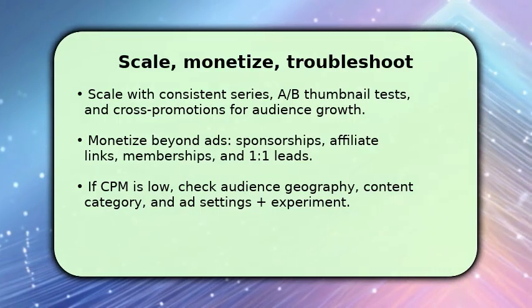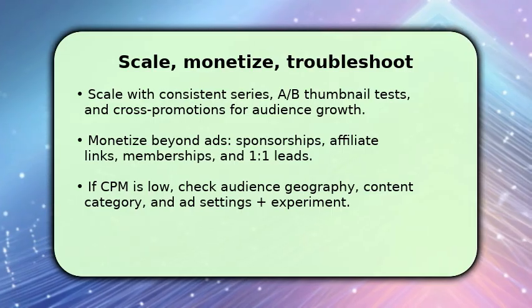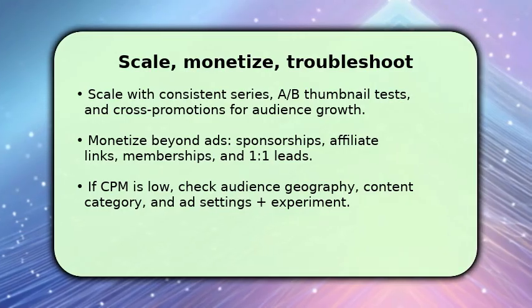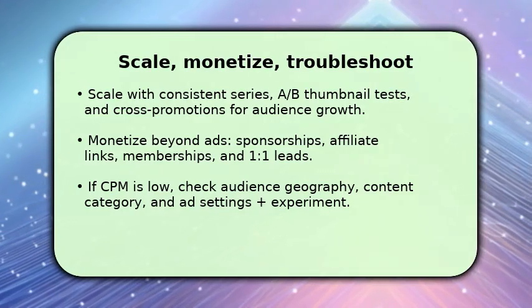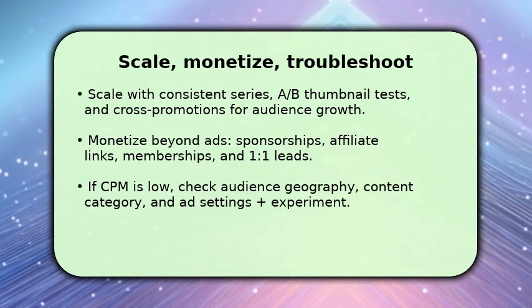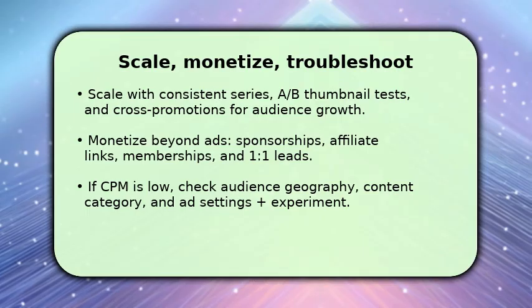If CPM stays low, troubleshoot. Examine analytics for audience geography, watch time, and content category. Adjust to higher-paying topics or exclude sensitive ad categories. Finally, iterate weekly. Small changes compound.